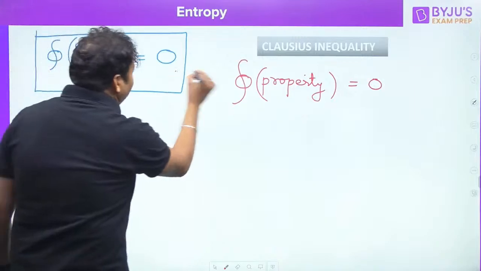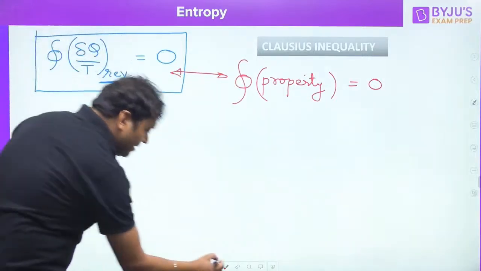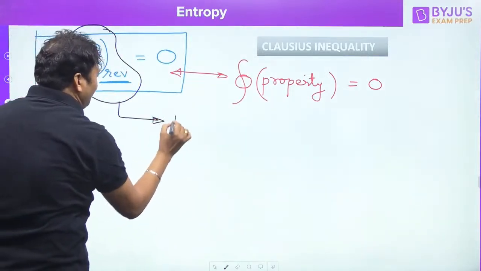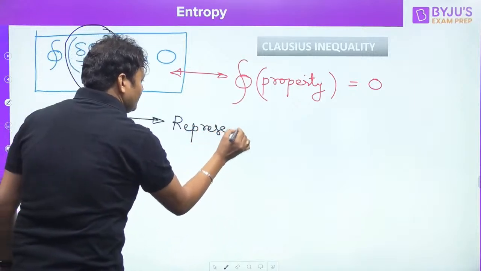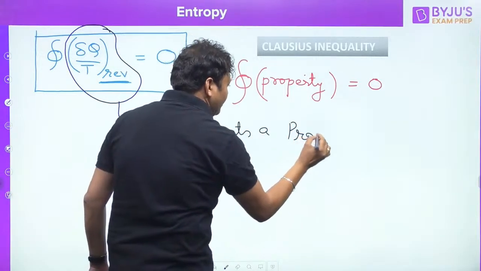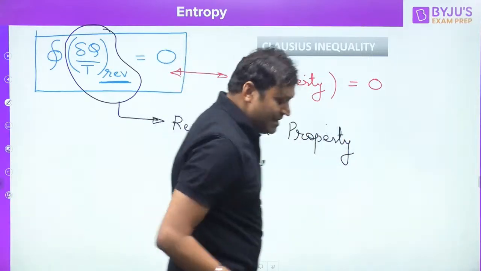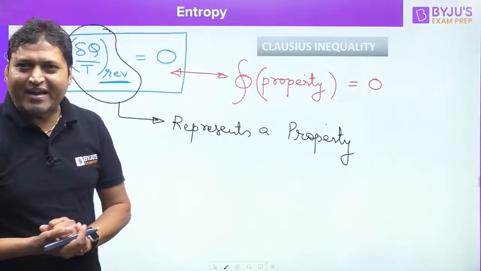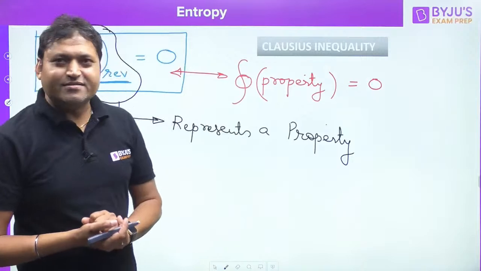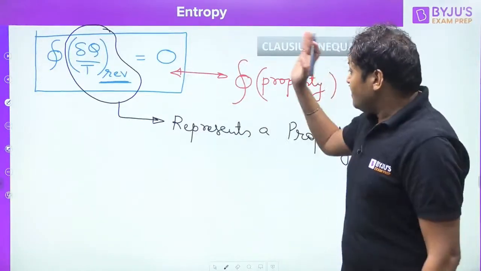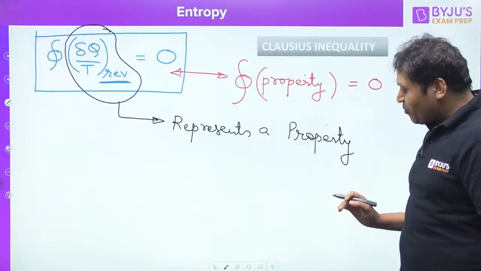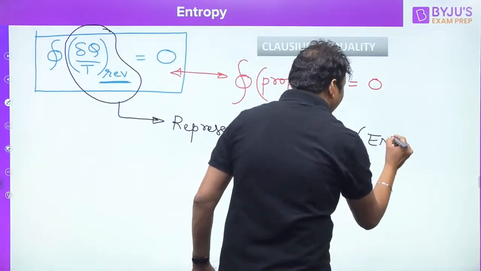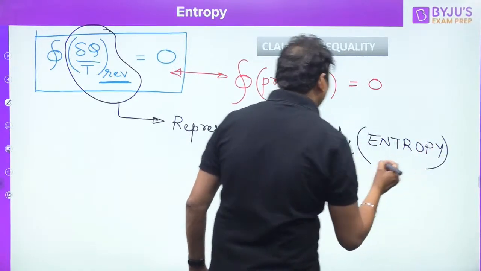So if we relate these two, can we comfortably say that this term definitely represents a property? This term, which term? Del Q by T reversible definitely represents a property. Yes, Sandeep, very nice. Yes, Ray, well done, good. This term definitely represents a property, and the property represented by this expression is nothing but entropy. That is known as entropy.